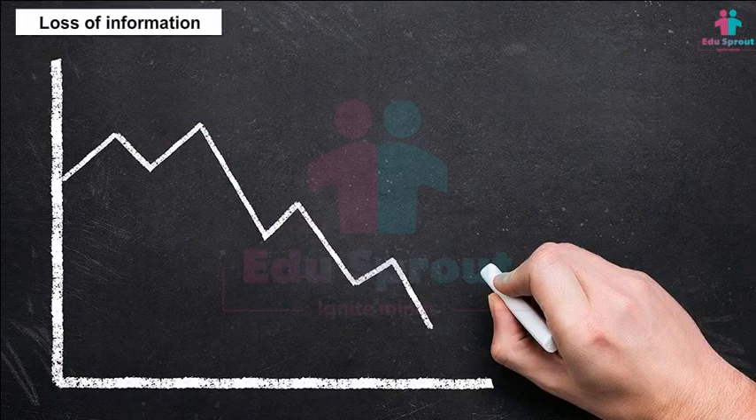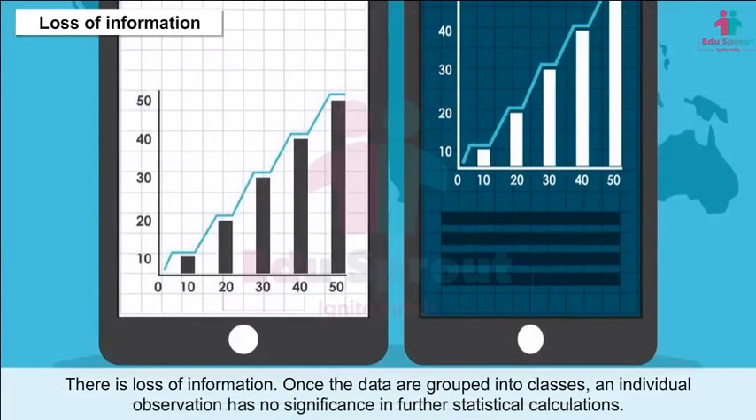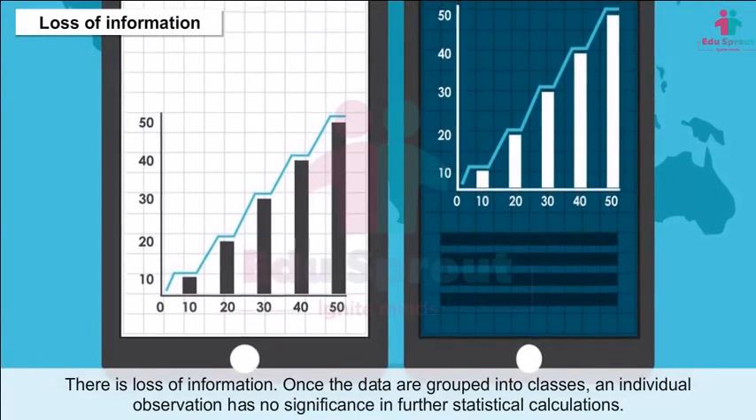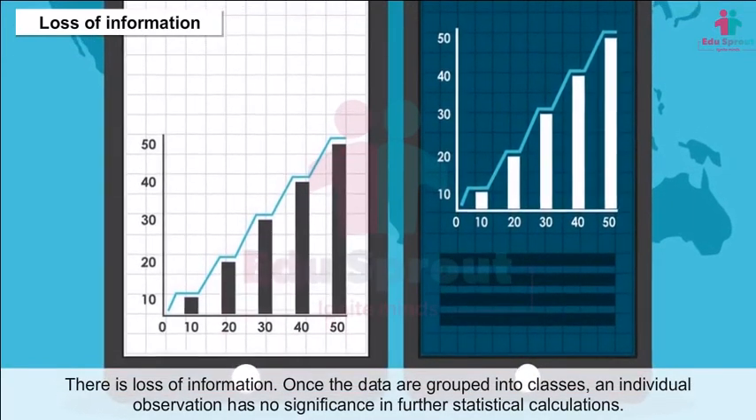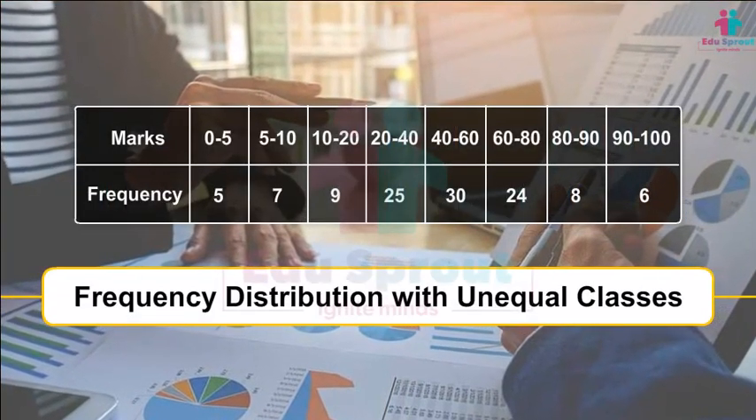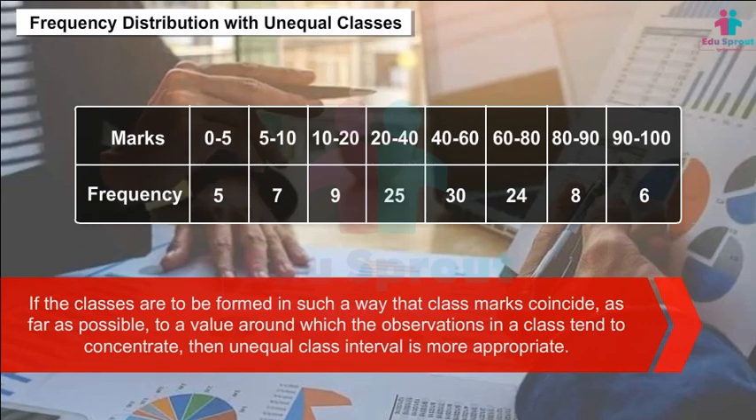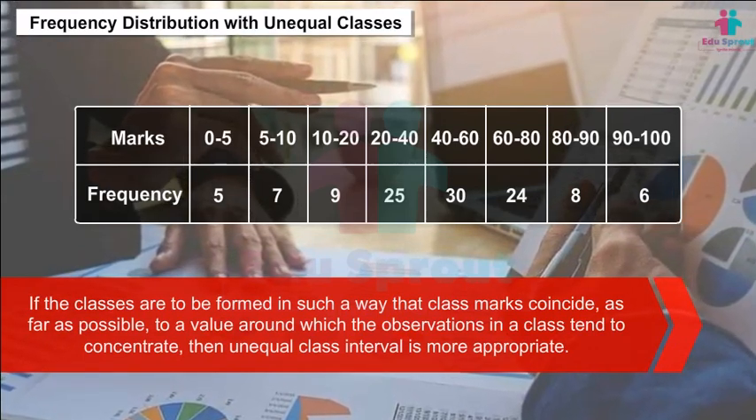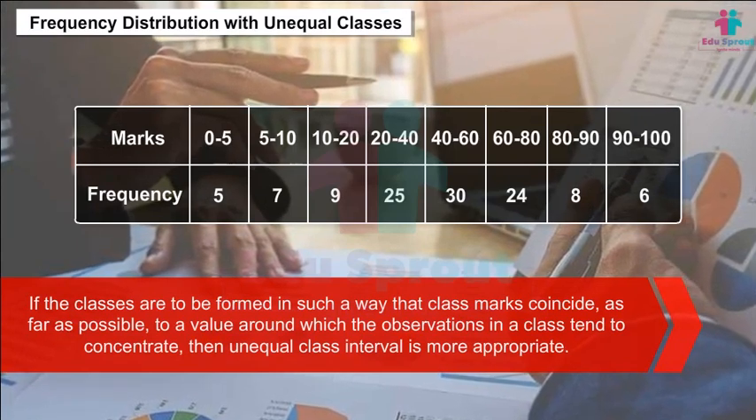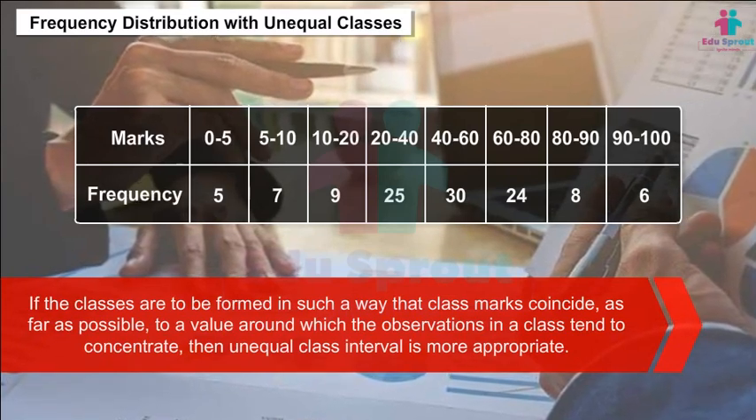Loss of information. The frequency distribution summarizes the raw data and helps to make it more concise and comprehensible. There is loss of information once the data are grouped into classes. An individual observation has no significance in further statistical calculations. Frequency distribution with unequal classes. If the classes are to be formed in such a way that class marks coincide, as far as possible, to a value around which the observations in a class tend to concentrate, then equal class interval is more appropriate.